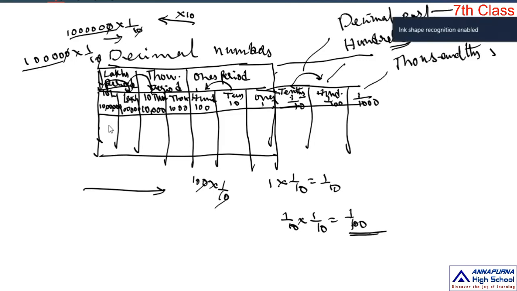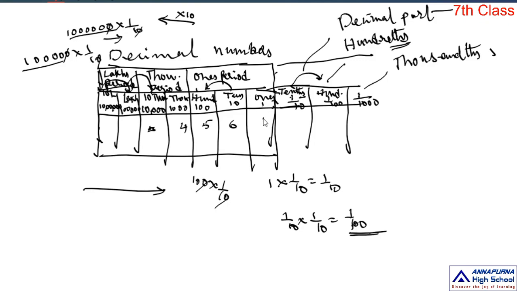So let me write one decimal number in the place value chart. The decimal number is, say, 4564.45. How can you read this one? Already in 6th standard you have learned that the left part of the decimal point is called the whole part. That means this is the whole number.